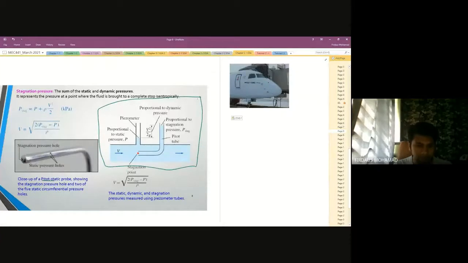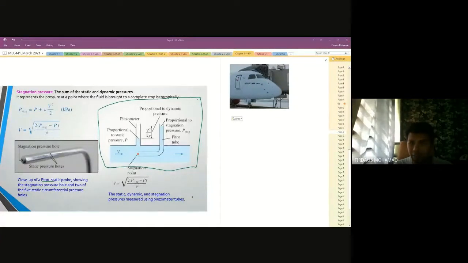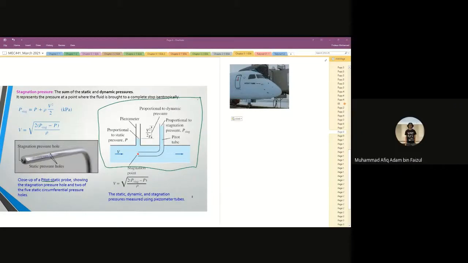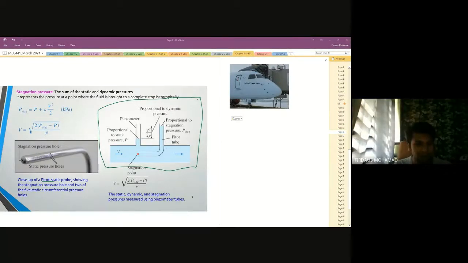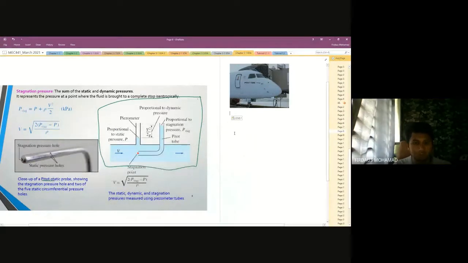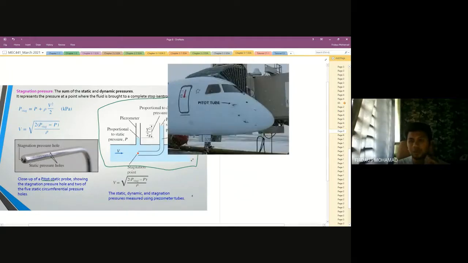Pernah nampak? Kat kapal terbang? Pernah. So yang awak nampak ke depan tu, naik Asia ke, naik Mars ke, whatever airplane lah. Yang tu sebenarnya nak measure pressure and then nak measure velocity based on pressure. Okay, ni yang ni dekat depan, ada dekat sini, ada banyak kapal terbang, ada dekat tepi ni. Okay, so basically tu semua adalah pitot tube.